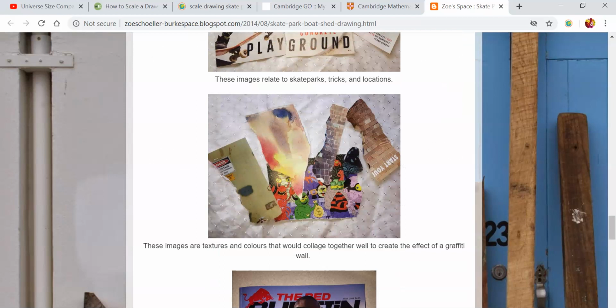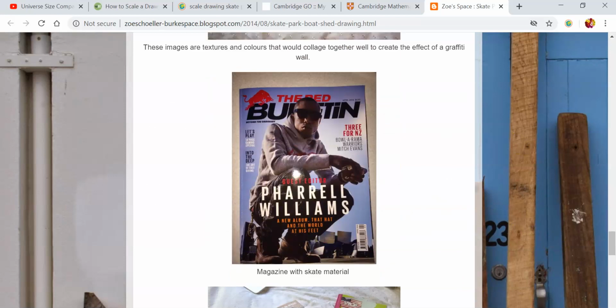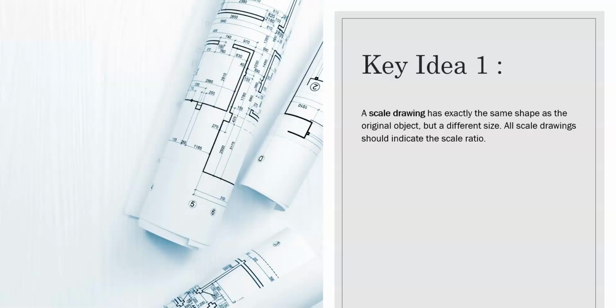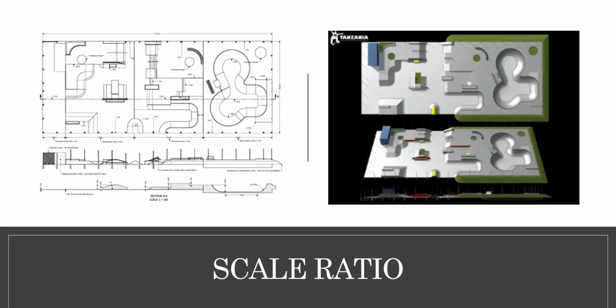So if you are making a portfolio in a subject area that requires design like this, you would need a scale ratio on it. I'm not sure yet whether you've done that kind of work in tech or in art, but scales are quite useful in all those areas. Okay, so key idea number 1. A scale drawing has exactly the same shape as the original object, but it's a different size. All scale drawings should indicate the ratio. So in this skate park here, that's the kind of 3D model.